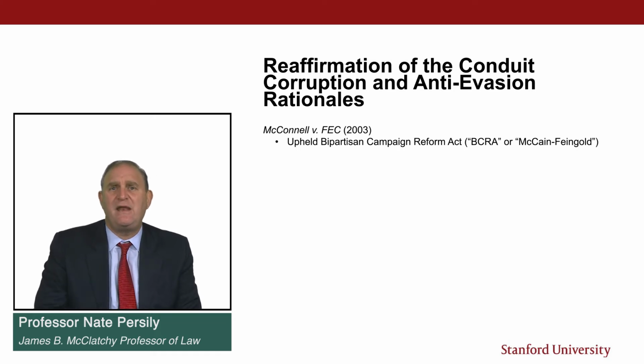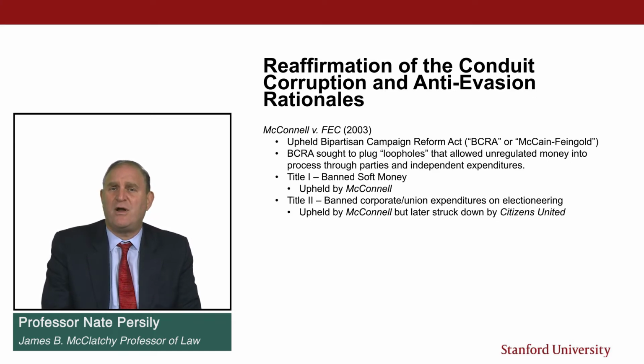So this lecture will talk a little bit about one of the sections of the BCRA, or McCain-Feingold. The next lecture, which will talk about Citizens United, will talk about the second aspect of the Bipartisan Campaign Reform Act. Just to give you a very short description of what the Bipartisan Campaign Reform Act did with relevance to the topic we're discussing now, the BCRA sought to plug loopholes that had allowed unregulated money into the campaign process through parties and independent expenditures. It banned what's known as soft money, and that was upheld by McConnell versus FEC. And then it banned corporate union expenditures on electioneering, which was originally upheld by McConnell, but then struck down by Citizens United versus FEC.